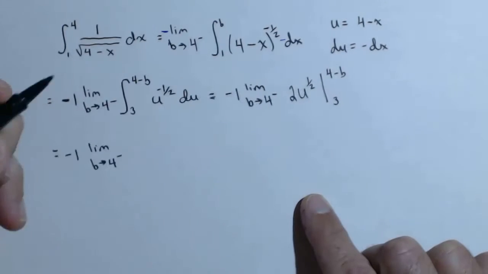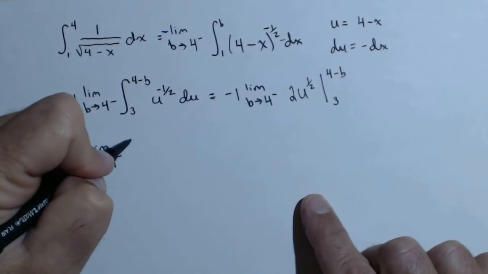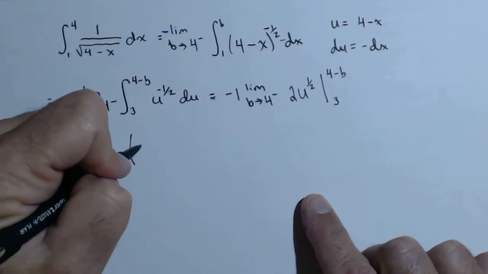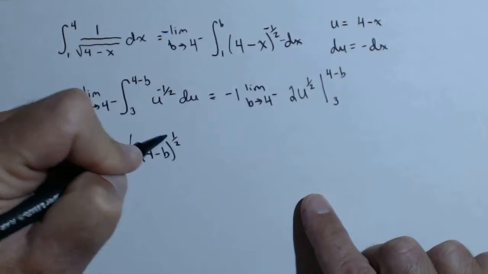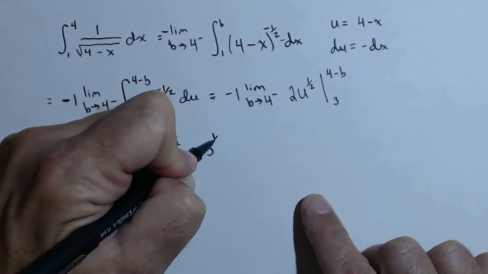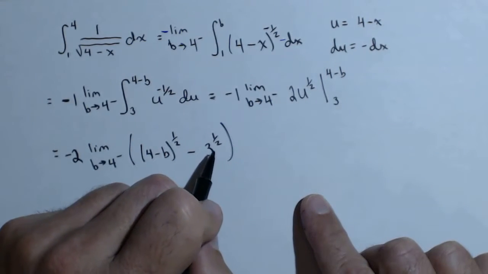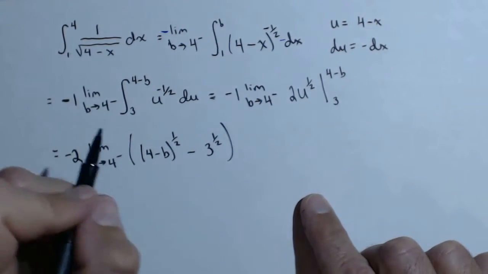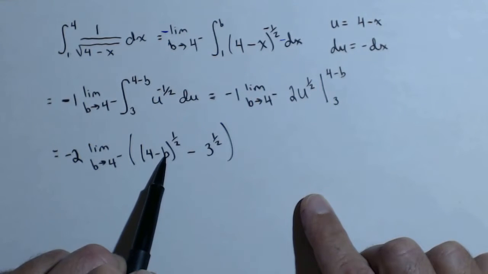And actually, let's pull that 2 out front too. So that'll make that a -2. We'll deal with it later. Now we're going to have a 4 minus b to the 1/2 minus 3 to the 1/2. Now clearly the 3 to the 1/2 does not depend on b. That limit exists. It's nice. Works out for us. Here is the interesting one.